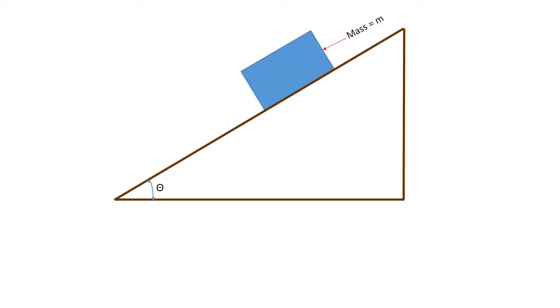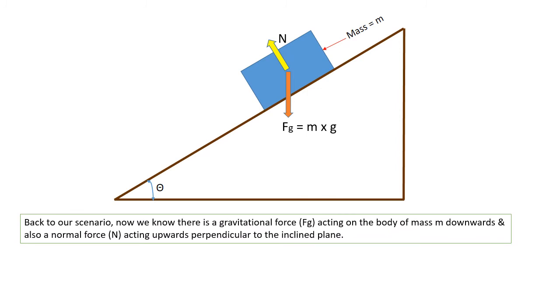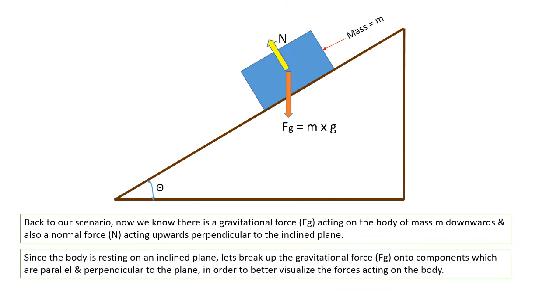Coming back to our scenario of body of mass m lying on an inclined plane, we know there is a gravitational force acting downwards and also a normal force acting perpendicular to the inclined plane. For our convenience, let us split up the gravitational force into components, which are perpendicular and parallel to the inclined plane.